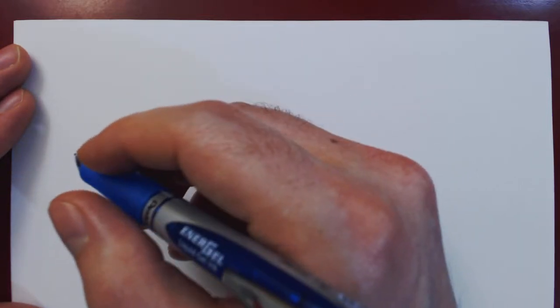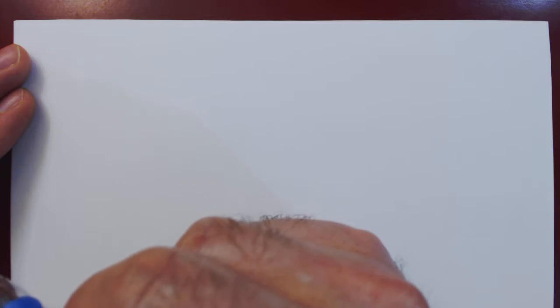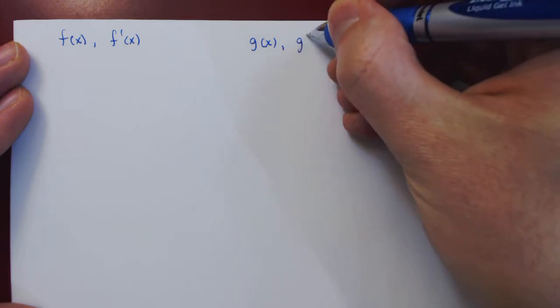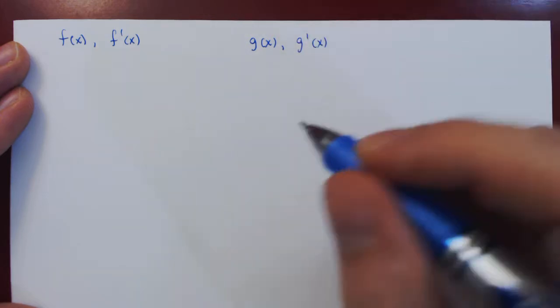Okay, so in this video, we will introduce the quotient rule of differentiation. So assume we have two functions, f of x and g of x. And we know how to differentiate both f of x and g of x. The question is the following.